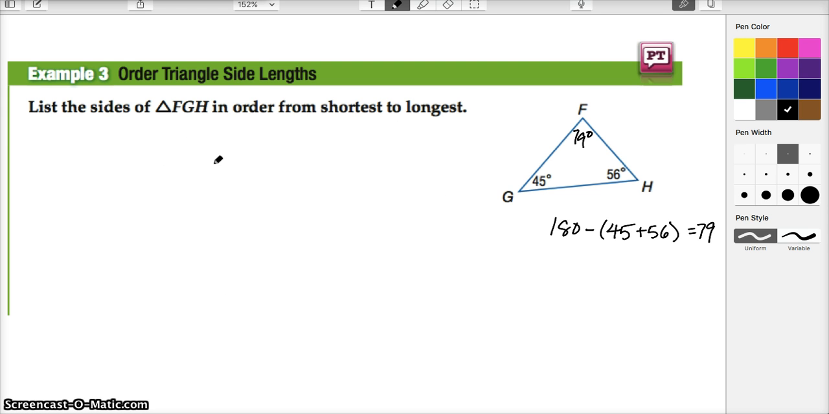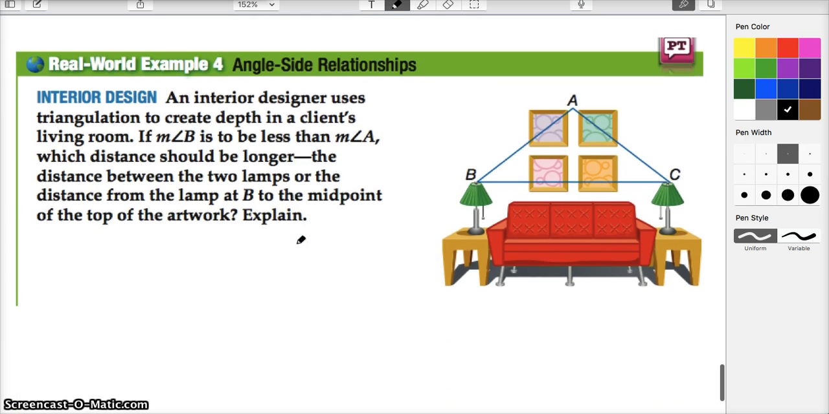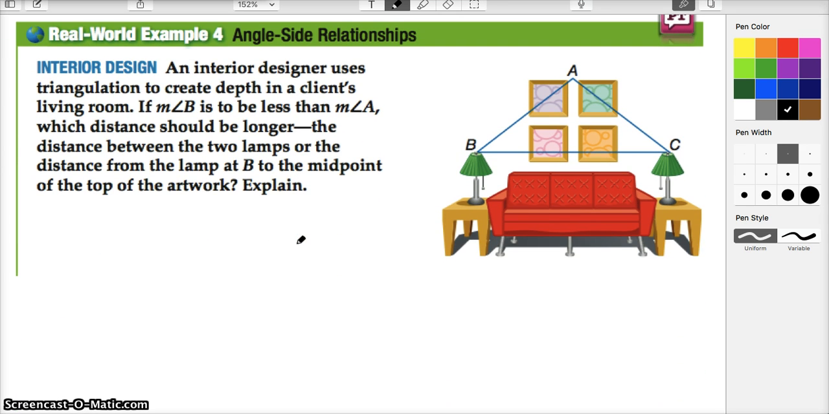The shortest side is going to be opposite the 45-degree angle, and that's going to be segment FH. The next shortest side is going to be GF. And the longest side, or the largest side, is going to be segment GH. And so that's how we can apply that theorem. That's not too bad. All right, so here's our real world example.